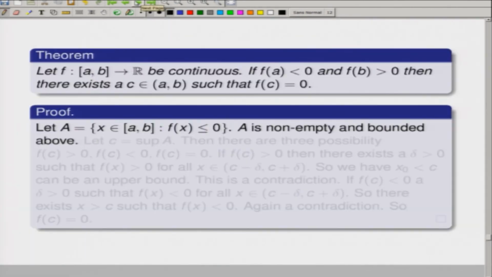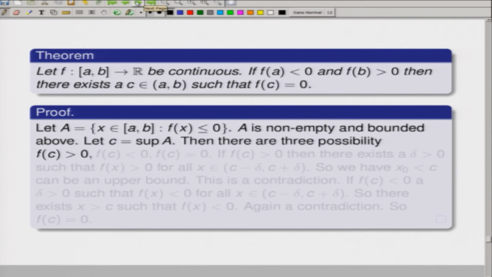Now, you take the set A, which is the set of x in the closed interval [a, b] such that f(x) is less than or equal to 0. Now you can see that small a belongs to A, because f(a) is strictly less than 0; therefore A is non-empty. Now, A is contained in the closed interval [a, b], therefore it is bounded. So the least upper bound will exist; call that least upper bound C.